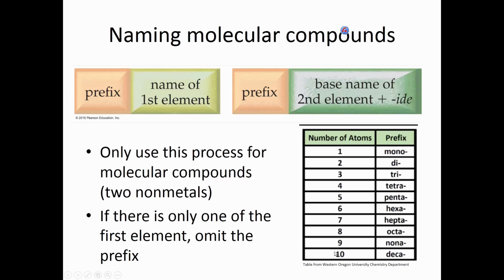The prefixes are listed here, so up to 10. So 1 is mono, 2 is di, 3 is tri, 4 is tetra, 5 is penta, 6 is hexa, 7 is hepta, 8 is octa, 9 is nona, and 10 is deca. Again, pretty straightforward. The big thing to remember here is only use it for molecular compounds. Molecular compounds are always going to have just nonmetals present.